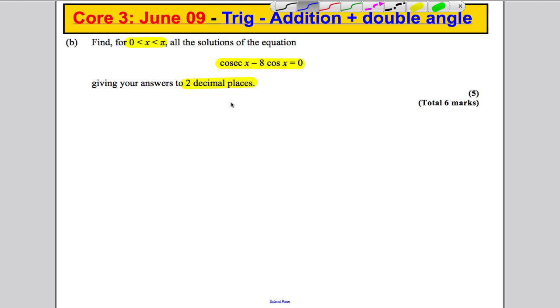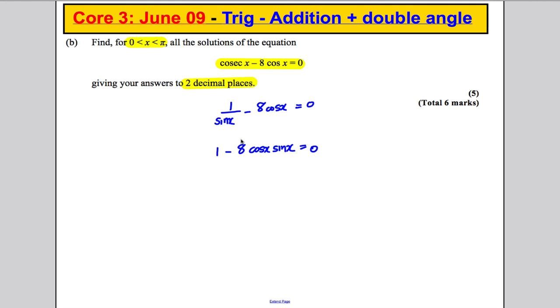Now, cosec is 1 over sine. So this translates to 1 over sine x, subtract 8 cos x is equal to 0. Multiply everything by sine x to remove the sine x on the denominator. 1 subtract 8 cos x sine x is equal to 0, because 0 times sine x is 0. Now, if you're really clever, you should spot that this is 1 subtract 4 times 2 sine x cos x.